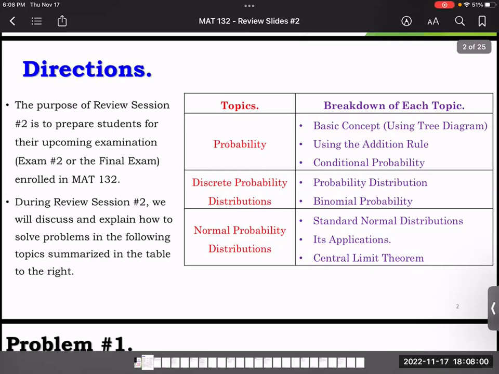Then we look at the normal probability distribution. That's chapter 6. That's where you need the Z table. You're going to look at the standard normal distribution first. Then we're going to look at its applications. And then we'll look at the central limit theorem to wrap things up. All right, so without further ado, let's begin.